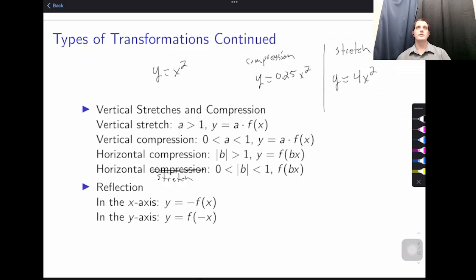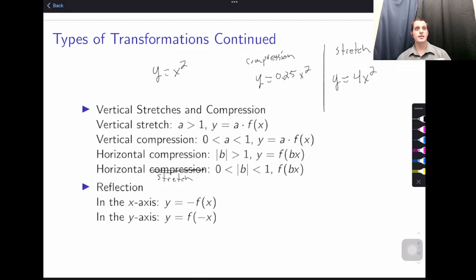So what we're doing for the first one is, whatever we get for our x, we need to square it, which makes it larger. Then we multiply by 0.25, which makes it smaller again. So that's why it's a compression. For the stretch, we're going to square some sort of number, and then multiply it by 4, which is a larger number, which will just make it larger all in all.